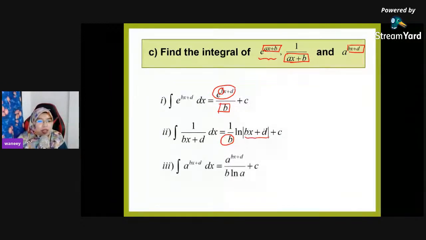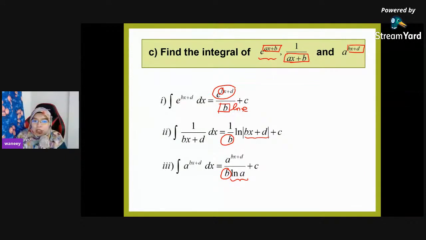Okay, and then another one is that a to the power of bx plus d dx. So copy down the exponential function first. A to the power of bx plus d. And then you're going to divide with the coefficient of x, which is b, but this time you have an extra thing which is called the ln of the base. So ln of a. Actually dekat sini pun ada ln of the base. So kat sini ln e, but the whole world know, right?